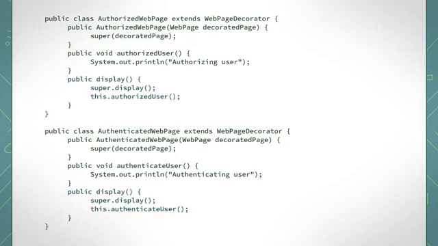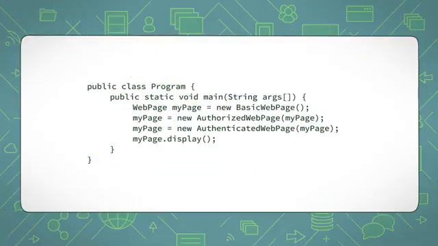Now that you've completed your decorator pattern, let's see it in action. You build your basic web page first, add the authorization behavior next, and then complete the web page by adding the authentication behavior last. This way, when the display method is called, it will link the method calls down to the basic web page. The basic web page will display itself, and then the display call will move back up the links to the authorization behavior first and the authentication behavior last. The output of this program would look like this.